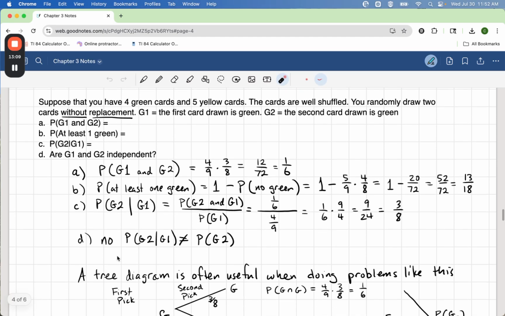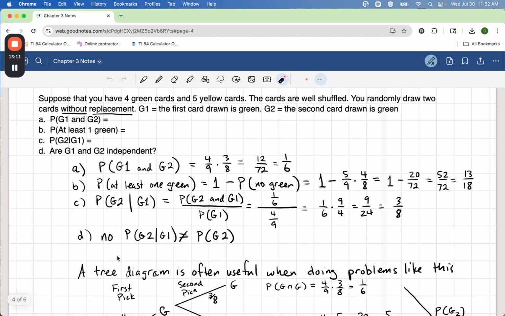Suppose you have 4 green cards and 5 yellow cards. The cards are well shuffled. You randomly draw 2 cards without replacement. G1 is the first card drawn is green. G2 is the second card drawn is green. We're not going to replace the cards.